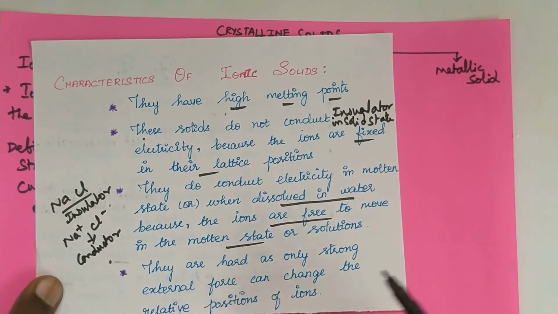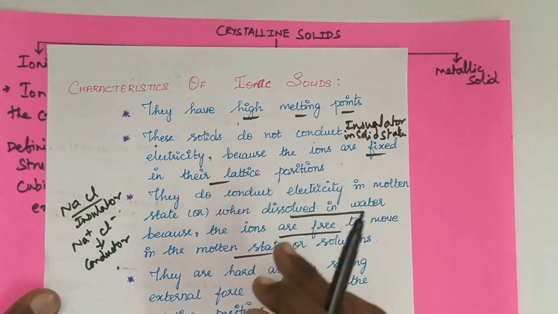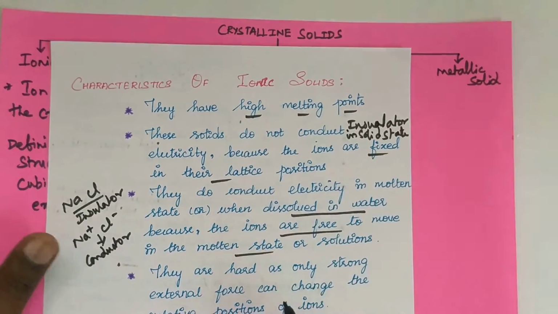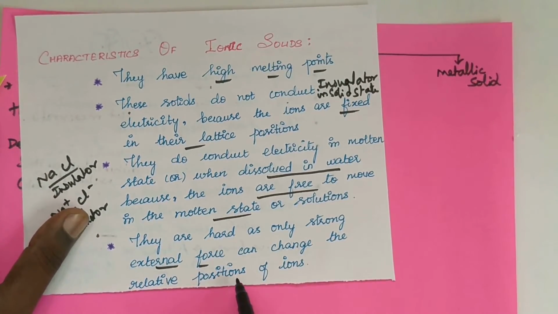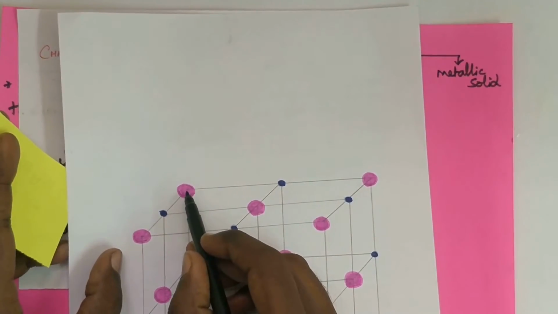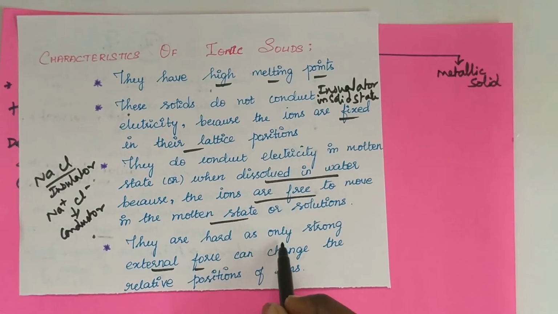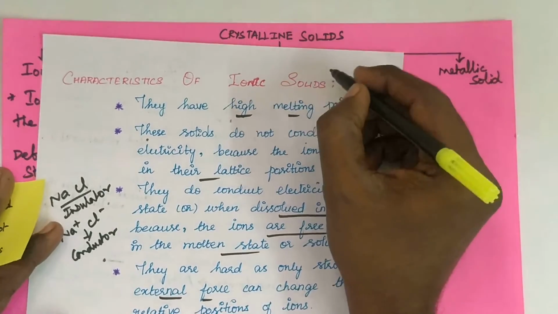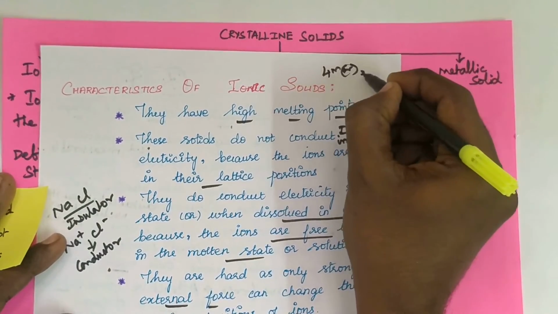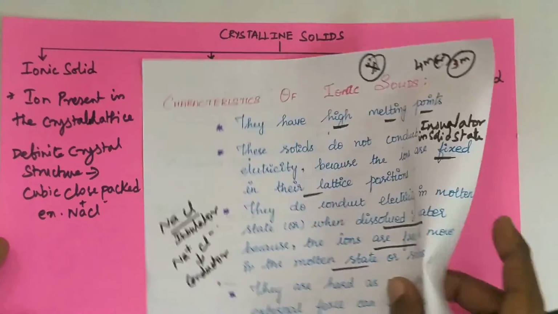Final point, they are hard because ions are arranged in a closely packed way, held together by a strong force of attraction. Suppose we need to remove the ions, we have to apply some external force to change the position of the ions. In the crystal, to move this Na plus from this place to another place, we have to give external force. So the fourth point I mentioned is that they are hard, as only a strong external force can change the relative positions of ions. It is an important 3-mark or 4-mark question. Maybe they will ask it in the board exam. So this is about the ionic solid.